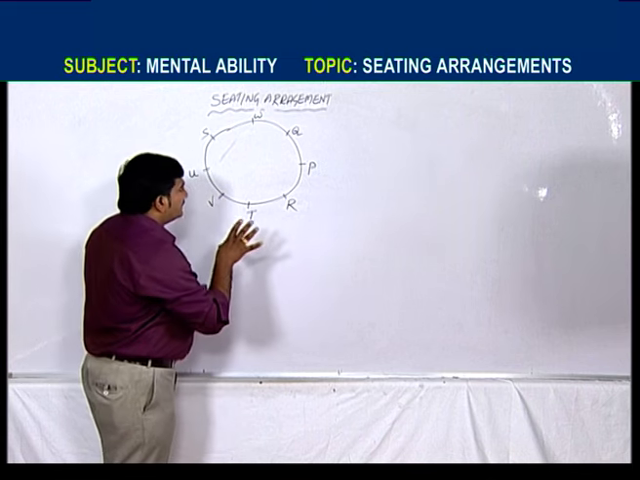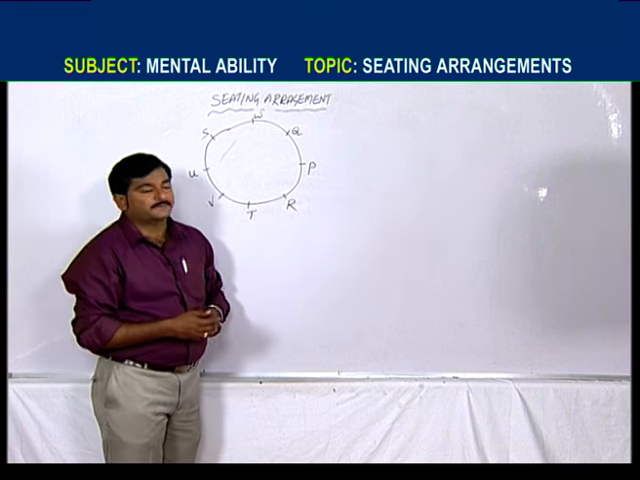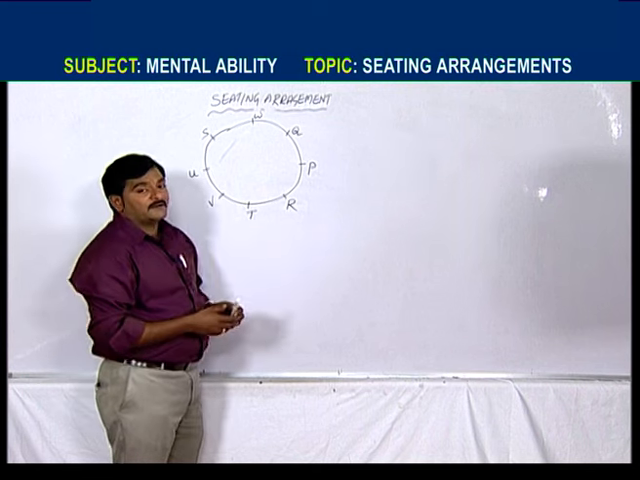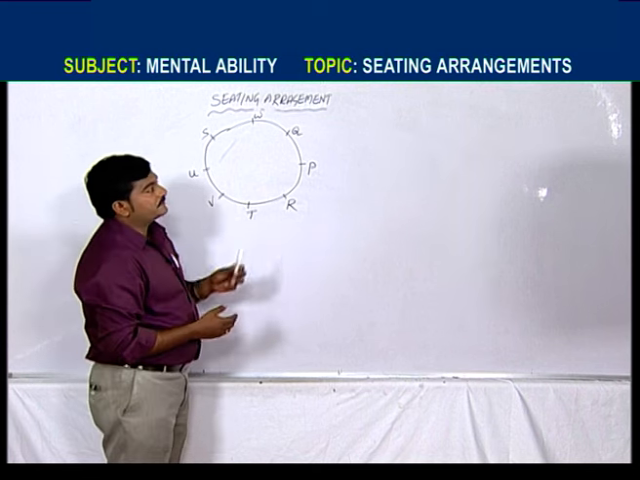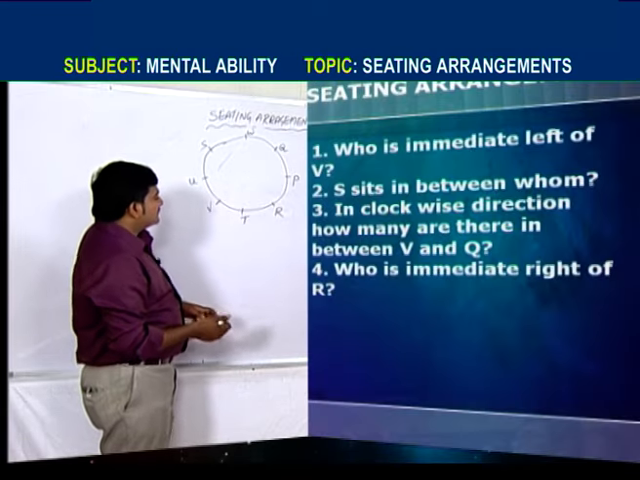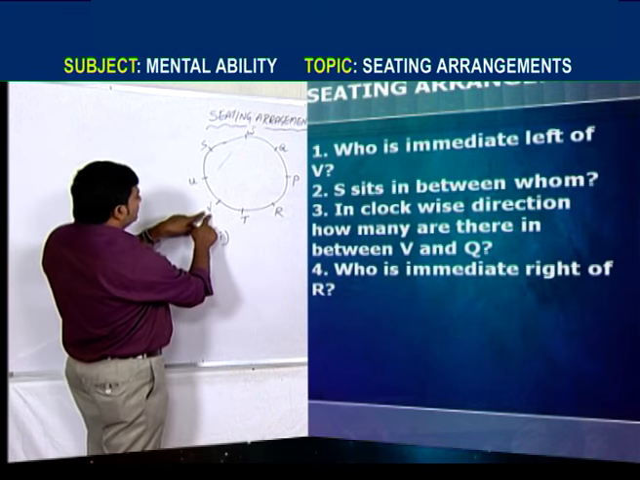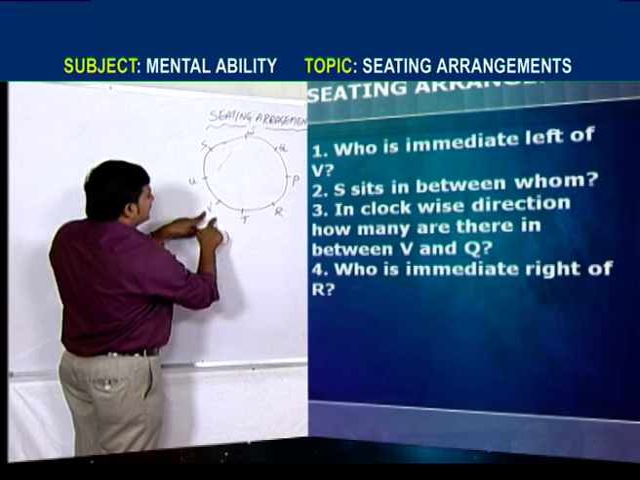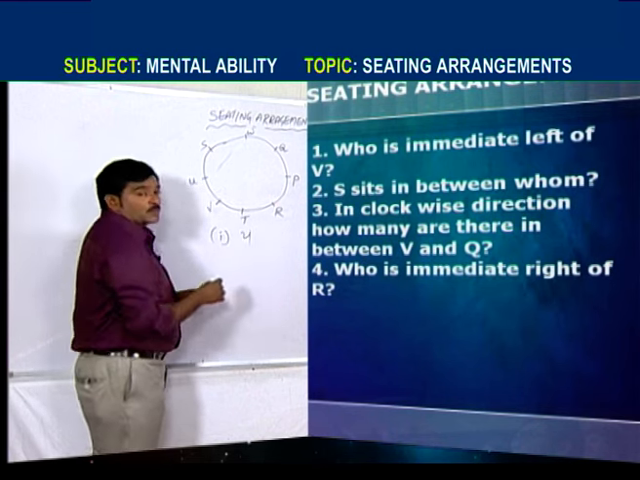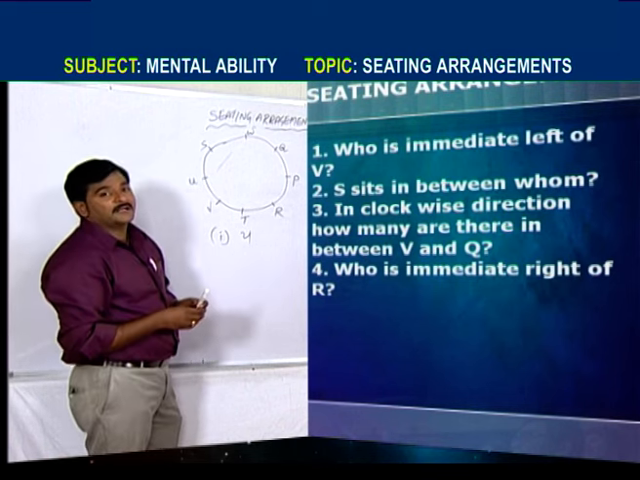Okay. So now, based on this arrangement, he has given some questions. Now, let us see the questions part. The questions are appearing on the board screen. What is the first question here? Who is immediate left of V? So here V is there, facing towards center. Right is T. Left, who is sitting? U is sitting. Therefore, U is the immediate left of V.